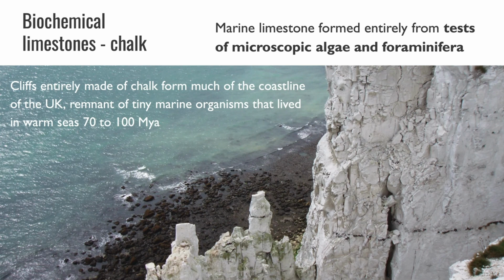But you can also get beyond just shells and beyond abiotic chemical precipitation, you can get chalk that forms. So chalk, which we've all seen and probably touched and used, that powdery rock. This is a marine limestone that's formed entirely from tests of microscopic algae and foraminifera. So this is an image of the cliffs of Dover, which are made of chalk. They form much of the coastline of the UK, and they're the remnant of tiny marine organisms that lived in warm seas 70 to 100 million years ago.